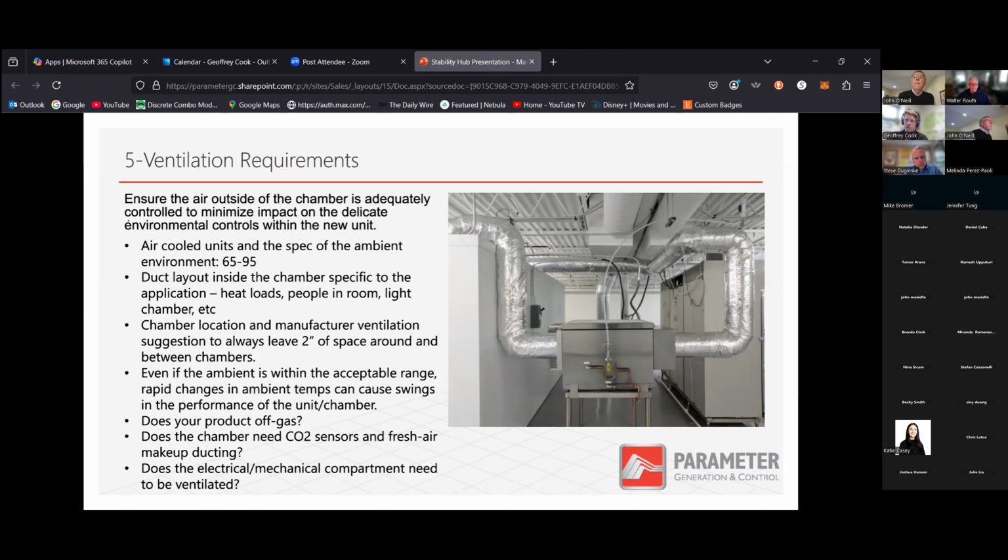Does your electrical or mechanical compartment need to be ventilated? If you have a -20 or a -80 degree room, that unit is removing a lot of heat, and your compressor and motors will get very hot. Sometimes the compressor itself can bring the ambient temperature around your refrigeration system above that 95, and we will ventilate the mechanical area ourselves with a fan.